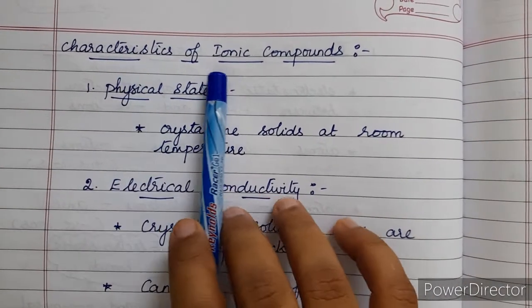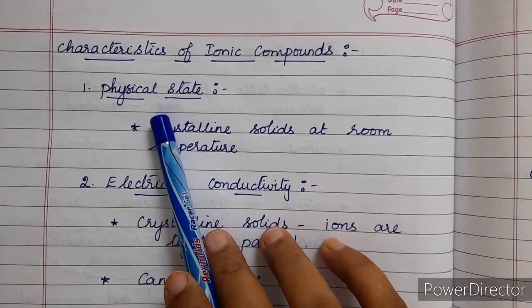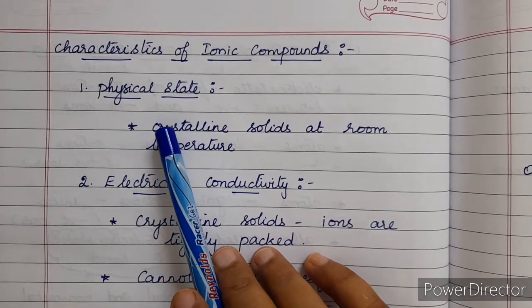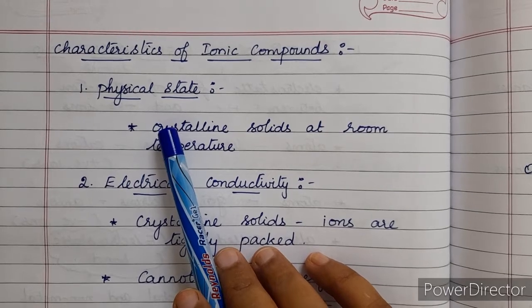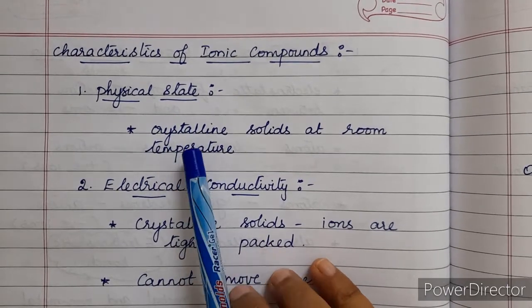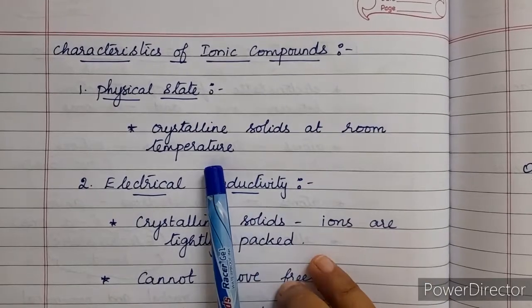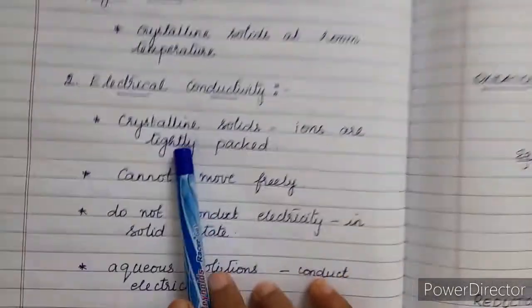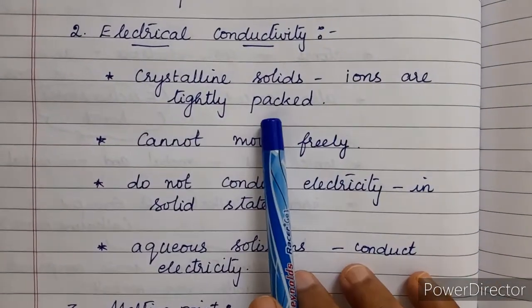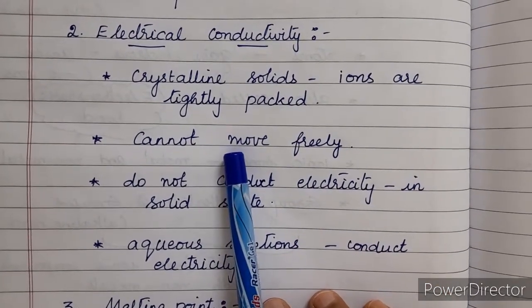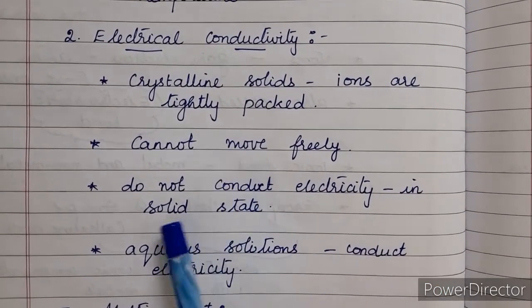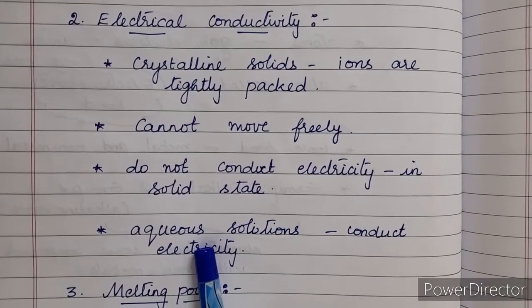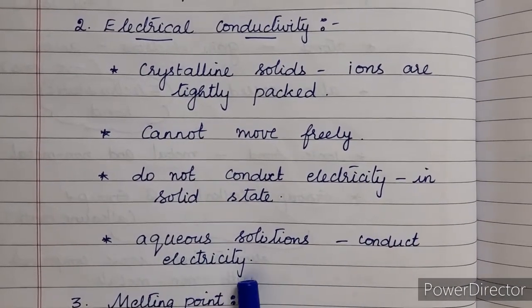Now let's see the characteristics of ionic compounds. First is the physical state. These compounds are formed because of the electrostatic force of attraction between the positive and the negative ions, isn't it? So these compounds are mostly crystalline at room temperature. The next one is electrical conductivity. Since they are crystalline solids, the ions are tightly packed, isn't it? So they cannot move freely. They just vibrate about their own positions. So they do not conduct electricity in the solid state, but in the molten state and in aqueous solutions they conduct electricity.